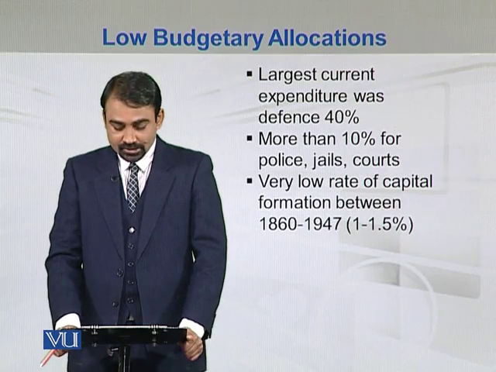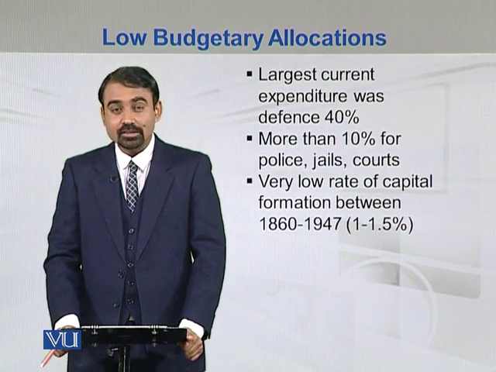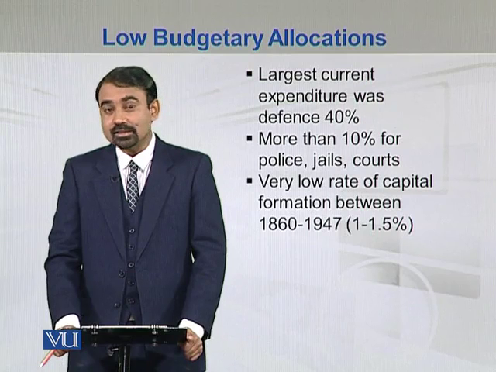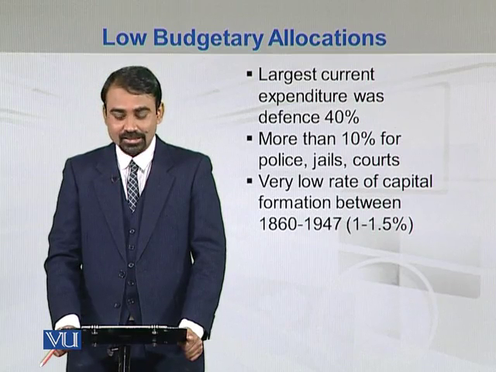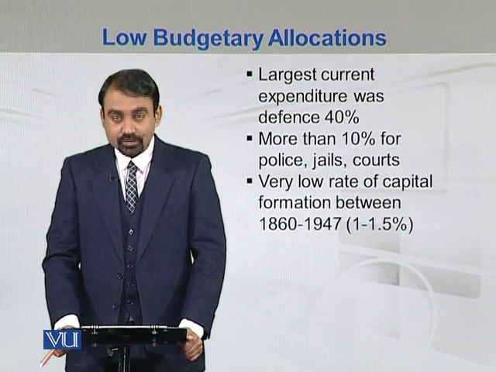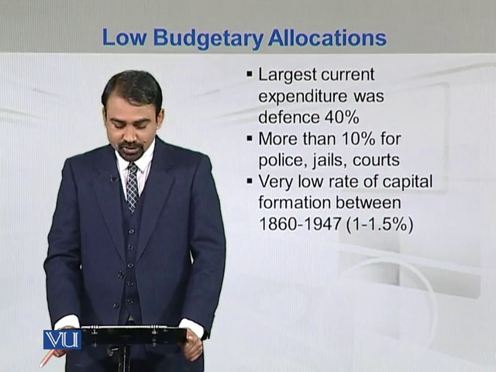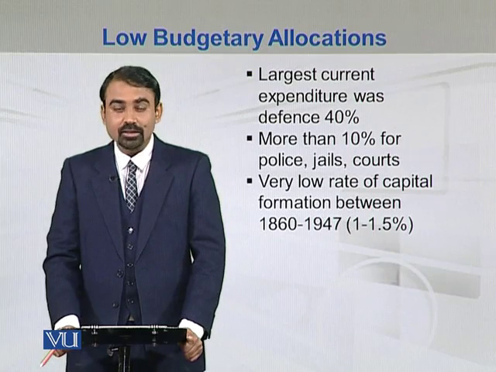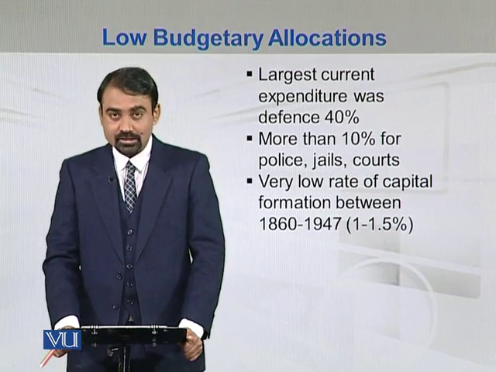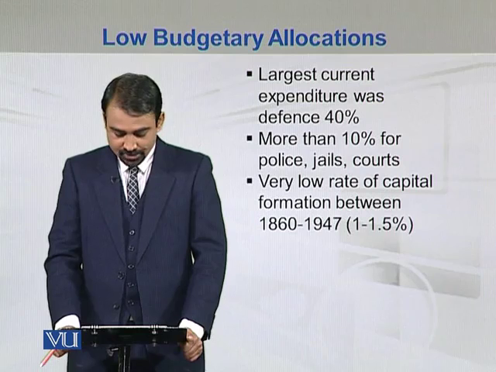And if we look at the next category, more than 10% was spent on police, jails, and courts. This also tells that since the British government in India was concerned with establishing social control and maintaining social order and controlling people, it was spending a lot of money on police and other controlling institutions like jails and courts.